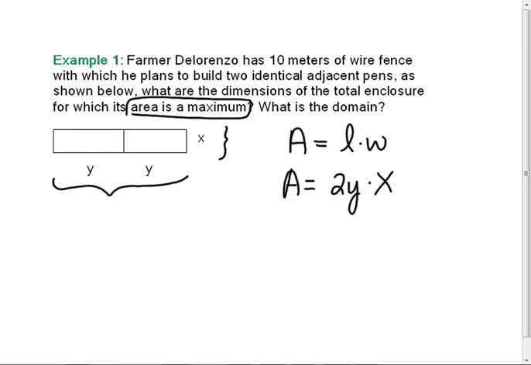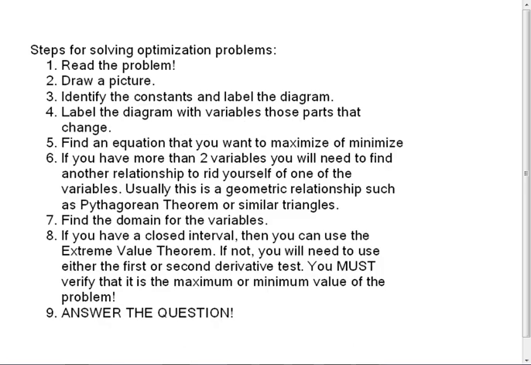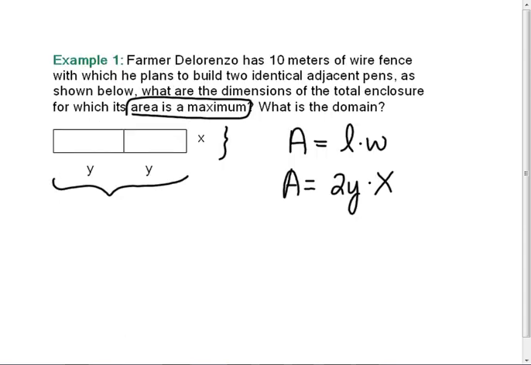Then if you look on the back page, and I can go back to this, there's a piece here that says, find an equation you want to maximize or minimize. Sorry, it's typed wrong, but I did that. If you have more than 2 variables, you have to get rid of one of them. So you're going to have to find another relationship. That's what gets tricky. I don't want y or I don't want x.